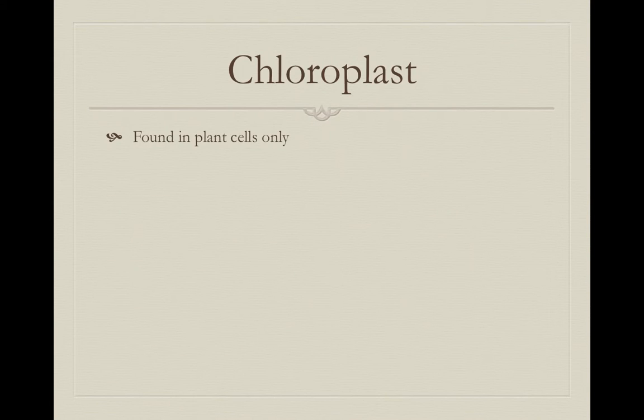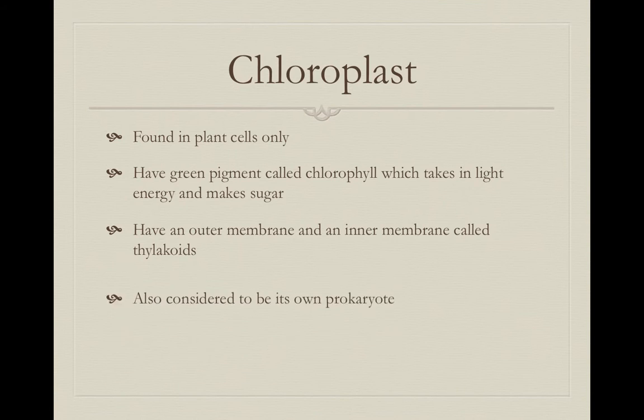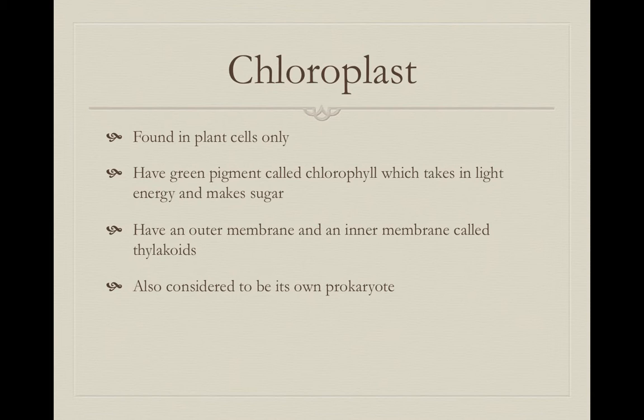Chloroplast. These are found in plant cells only. They contain a green pigment called chlorophyll, which takes in light energy and makes sugar. This is a part of photosynthesis. This is where photosynthesis takes place. Chloroplasts have an outer membrane and an inner membrane called thylakoids. These are also considered to be their own prokaryote, just like the mitochondria.